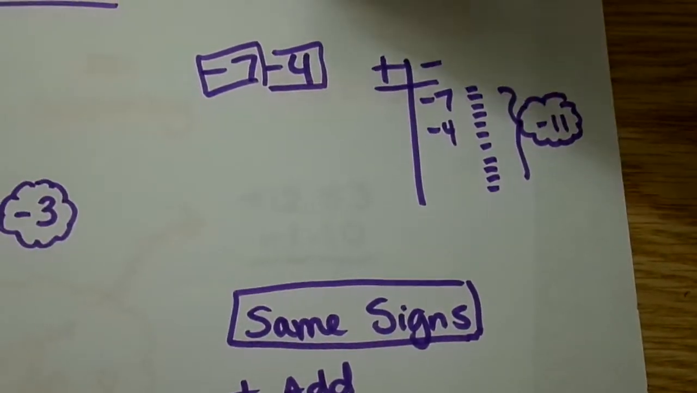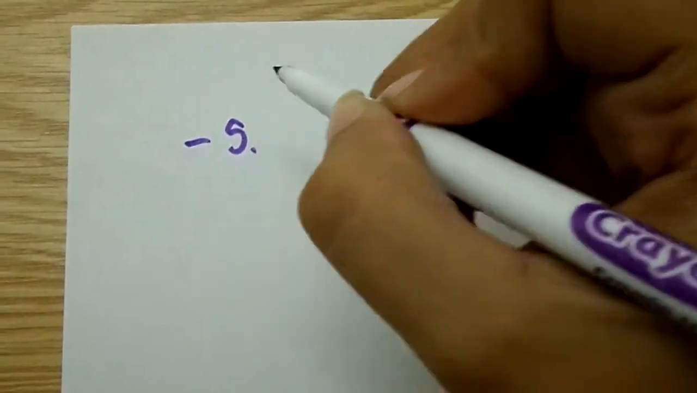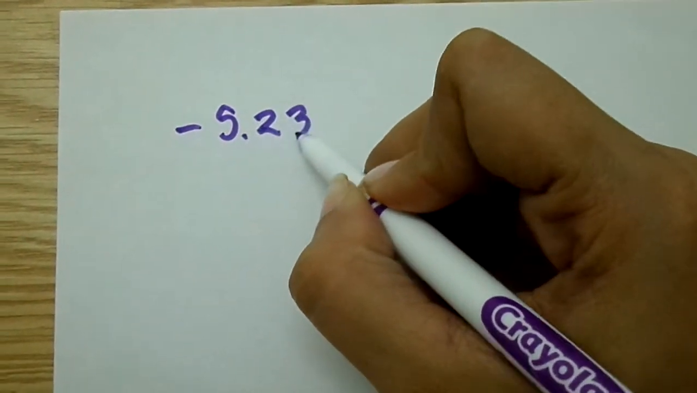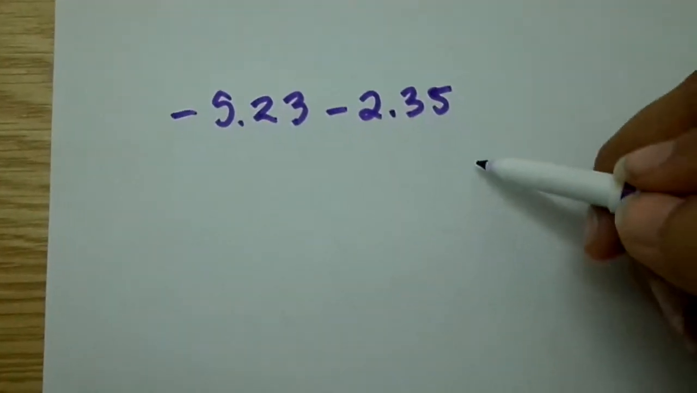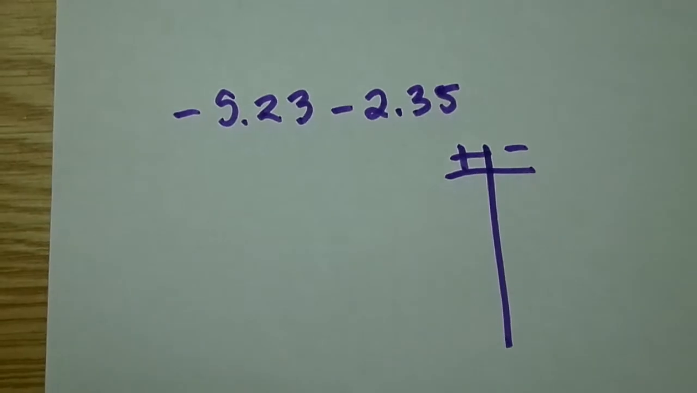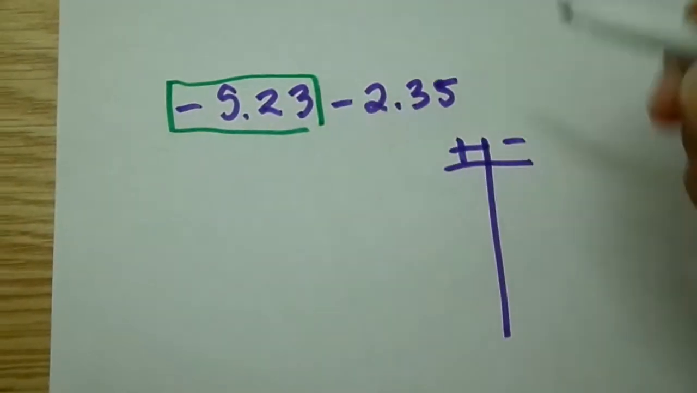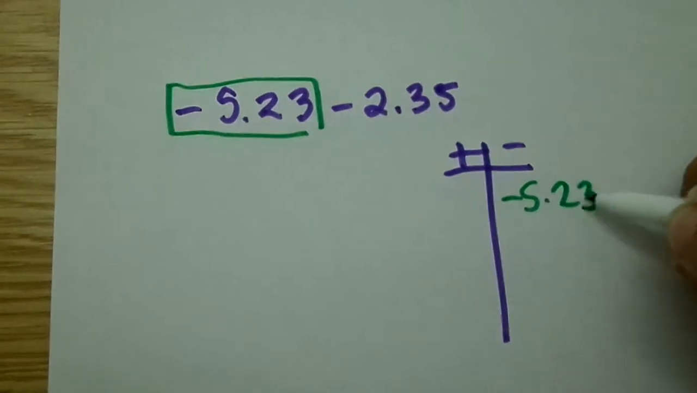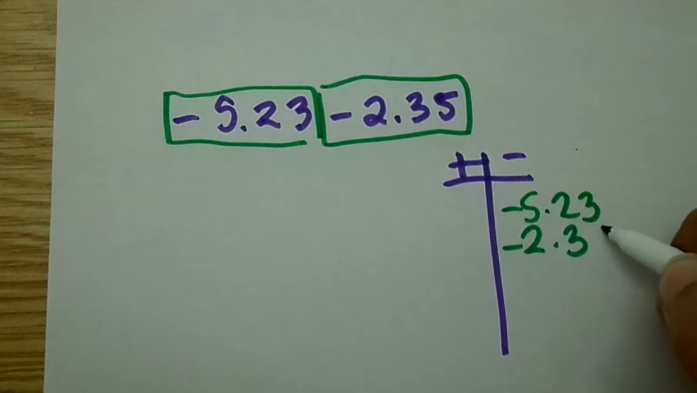Okay, so now we're going to try the same thing but with decimals. So my first example is we are going to simplify -5 and 23/100, subtract 2 and 35/100. So we're going to do a term chart and keep track of the sign of our numbers. So I have a -5 and 23/100 and a -2 and 35/100.